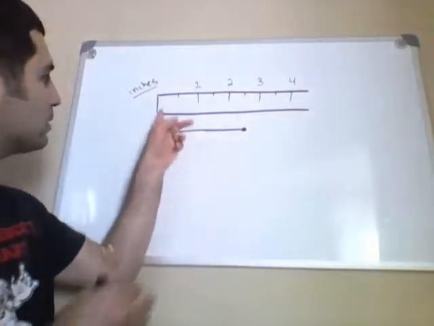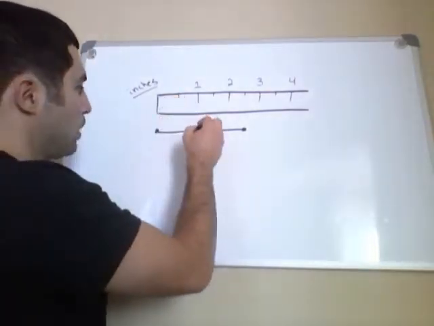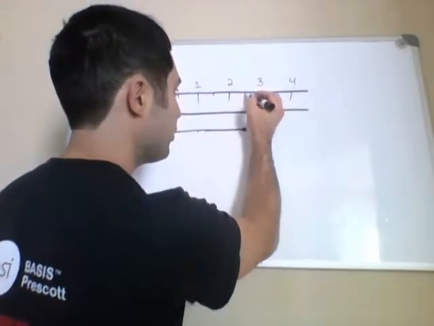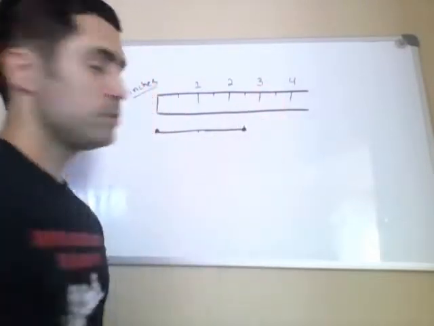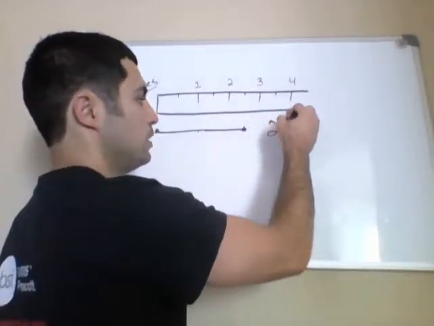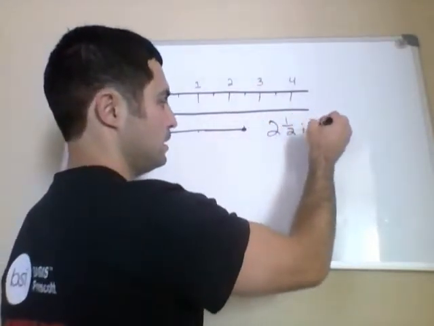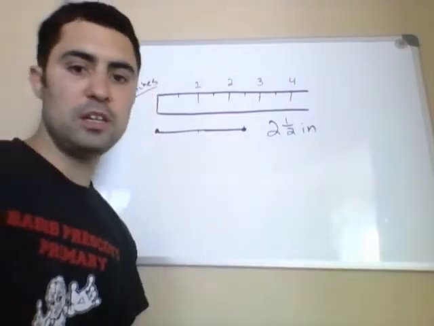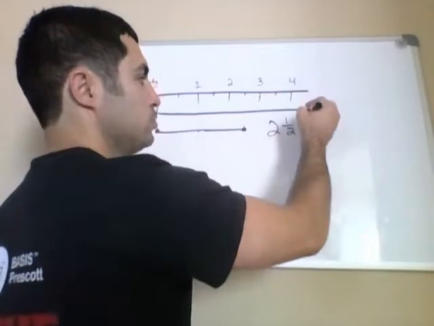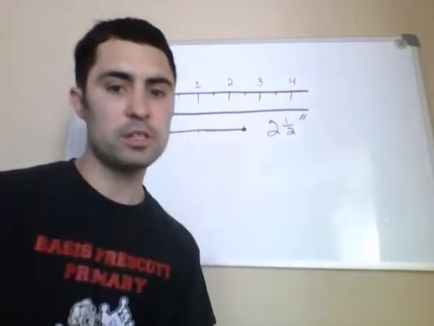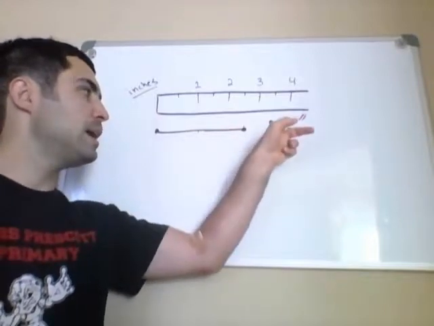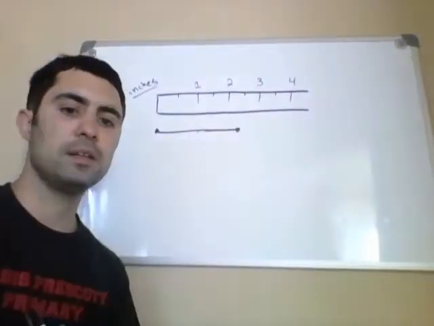So we're going to look at here. So this would be 1 inch, 2 inches, and then notice we don't quite make it to 3, we only make it halfway to 3. So the length of this line is 2 1/2 inches. Notice I use an abbreviation here. Sometimes you'll even see inches represented by 2 little hash marks right there. So this line would be 2 1/2 inches long.